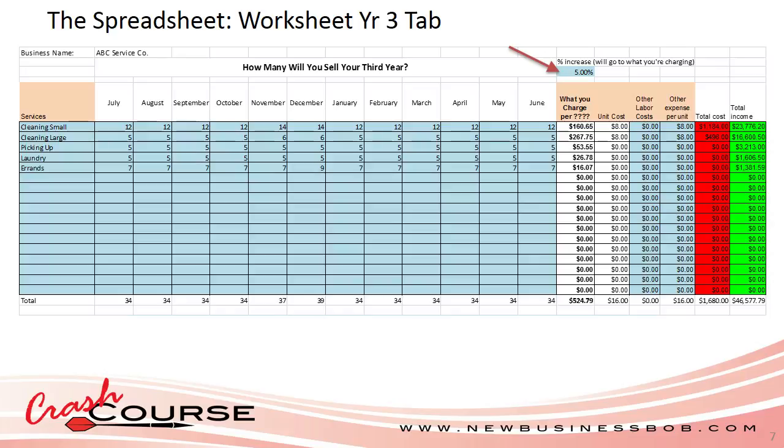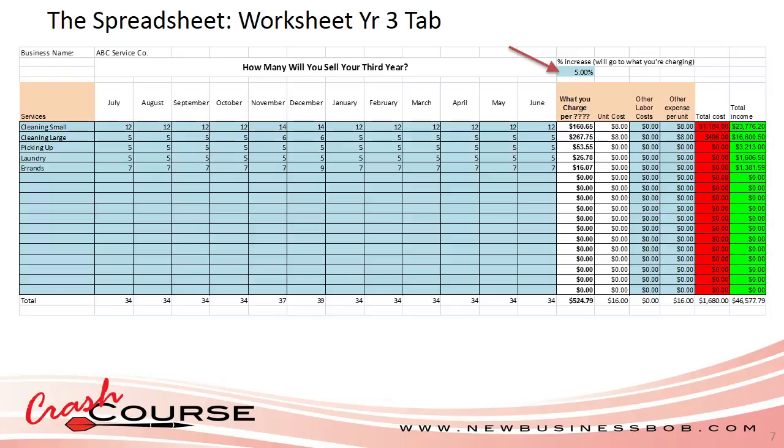So this is year 3. You have again the percent increase. The first increase we had is a 2%, and now we're upping it to 5% in this particular year. So again, I have the same services. Again, the first month of the third year is continuing off of the prior year's closing numbers. And again, we have some fluctuation around the holiday time period.